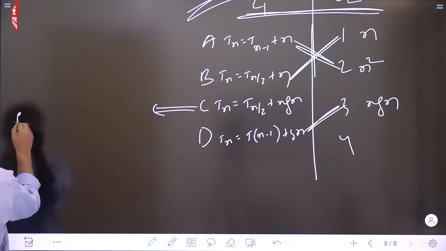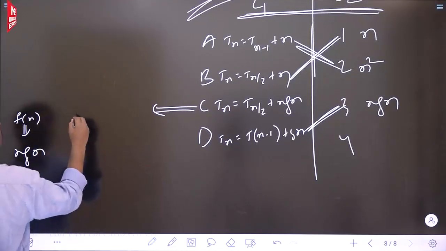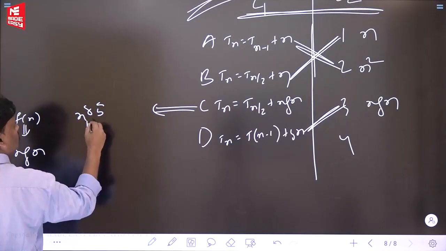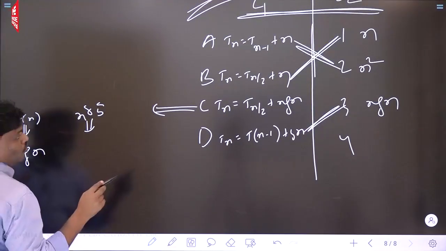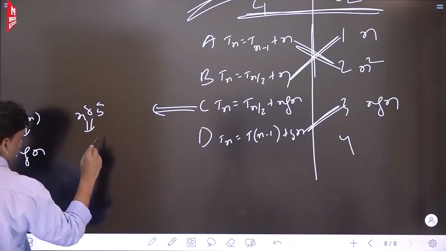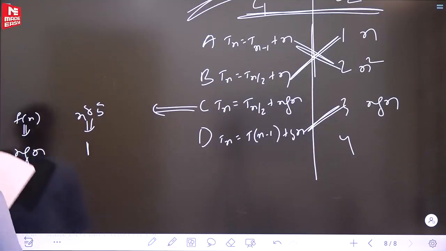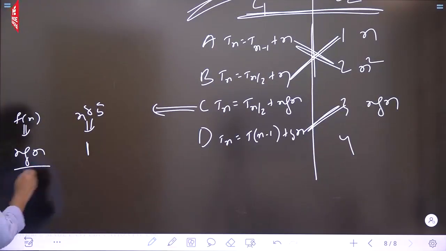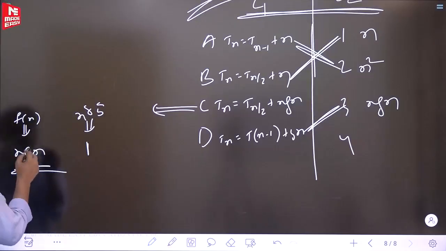Can you help me? What is the f of n? n log n. What is n power log a base b? What is the answer? Log 1 base 2. 1 can be 2 power 0, so log of 2 power 0 base 2. It will become n power 0, which is 1. So comparing these two, which is bigger? I think n log n is bigger. How many times? n times bigger.